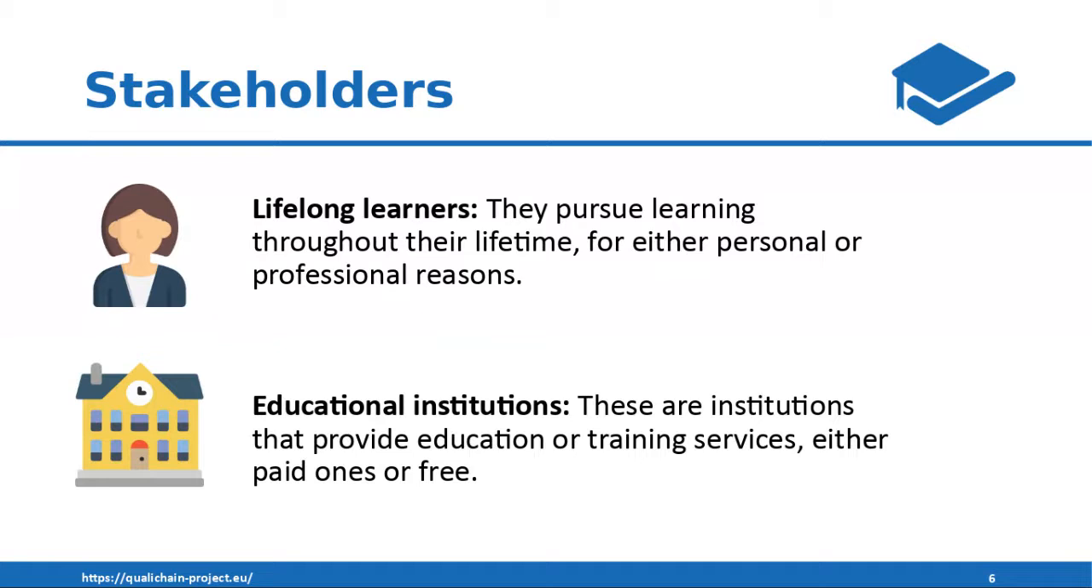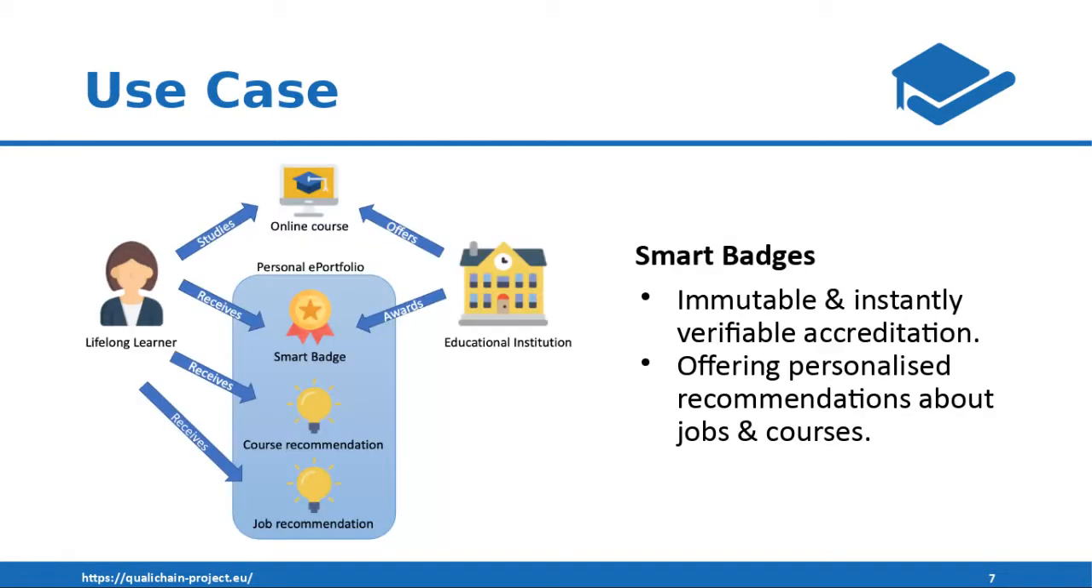So educational institutions are the second type of stakeholder we are liaising with in order to understand their needs when it comes to the best ways to support lifelong learners. Educational institutions provide educational and training services. We are looking into paid training and education services, or free ones, for example, MOOCs and open educational resources. So these are the main stakeholder groups we are working with in order to better understand their needs and how to address these through this pilot. So this is the main use case we are looking into.